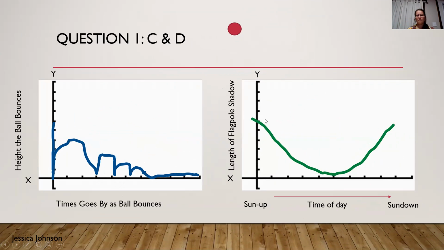Now let's graph the shadow of a flagpole as the day changes from sun up to sundown. At the start of the day, the shadow is going to be taller. As the day goes by, the shadow is going to get shorter, and then it's going to get taller again.